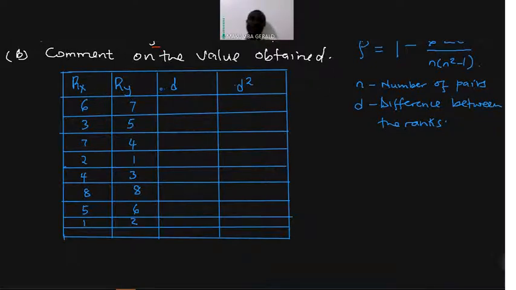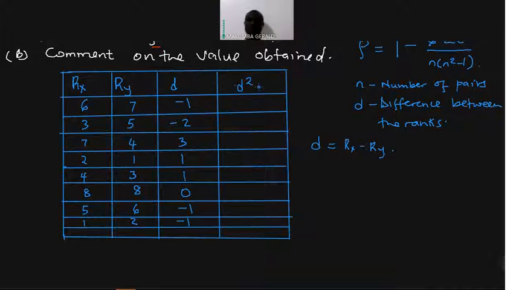Next, we need to get the difference between the ranks. So we are going to have D being equal to Rx minus Ry. Let's subtract: 6 minus 7 is negative 1, 3 minus 5 is negative 2, 7 minus 4 is 3, this is negative 1.